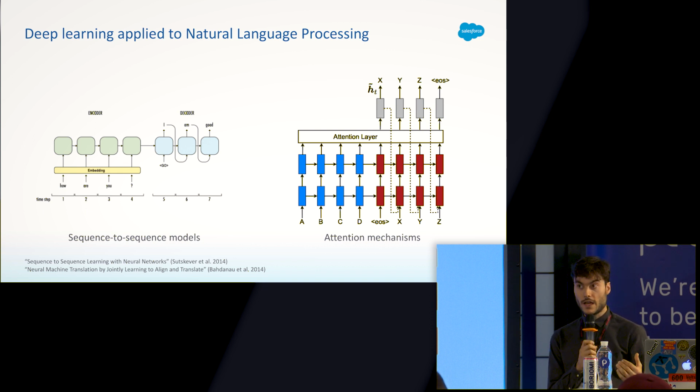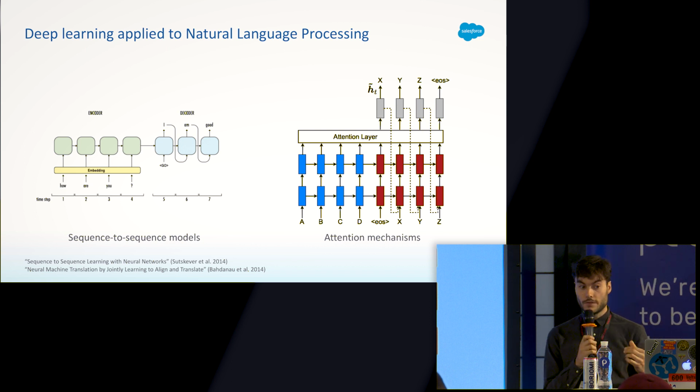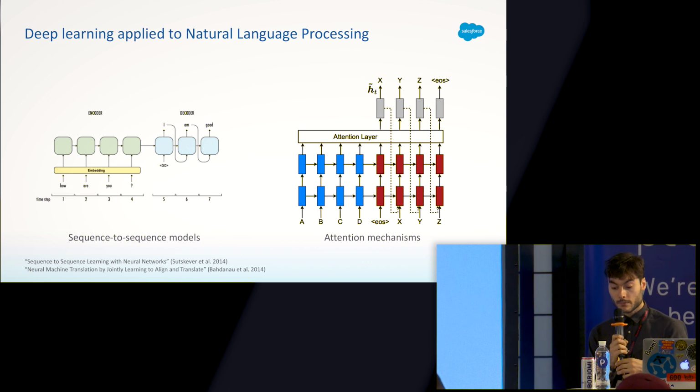But this time, when you have the decoder network, the red network here, whenever it wants to generate a new word, it can also look back at arbitrary states of the encoder in blue by the attention mechanism. And that helps create better long-term dependencies between input and output.